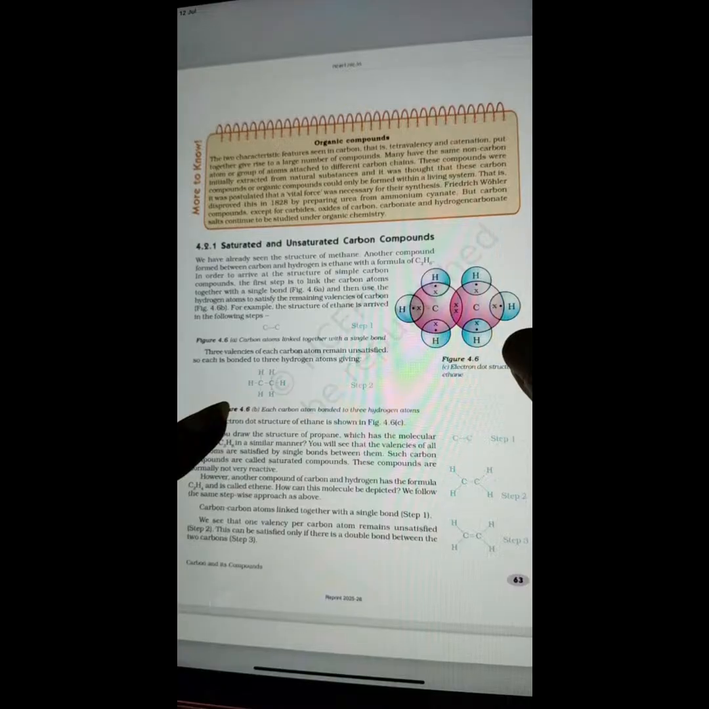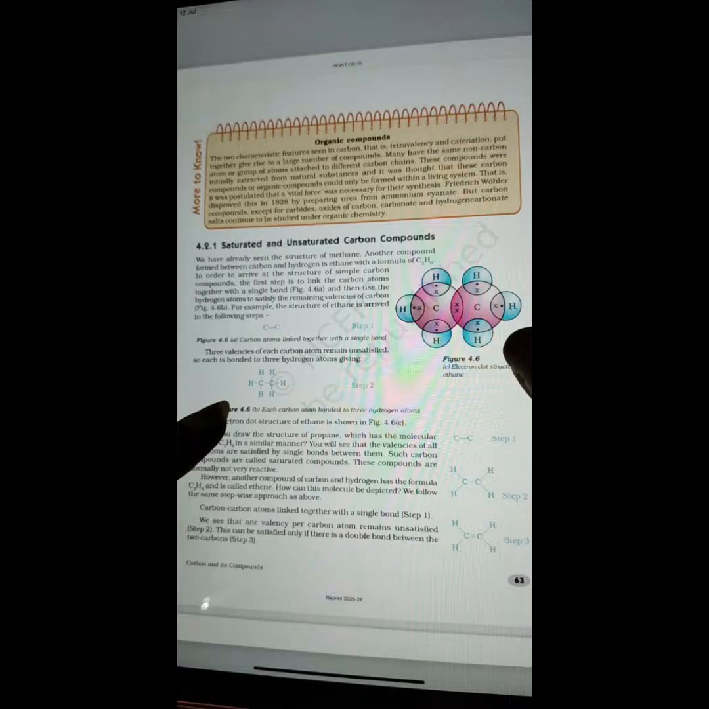More to know: organic compounds. The two characteristic features seen in carbon, that is tetravalency and catenation, put together give rise to a large number of compounds. Many have the same non-carbon atom or group of atoms attached to different carbon chains. These compounds were initially extracted from natural substances, and it was thought that these carbon compounds or organic compounds could only be formed within a living system.